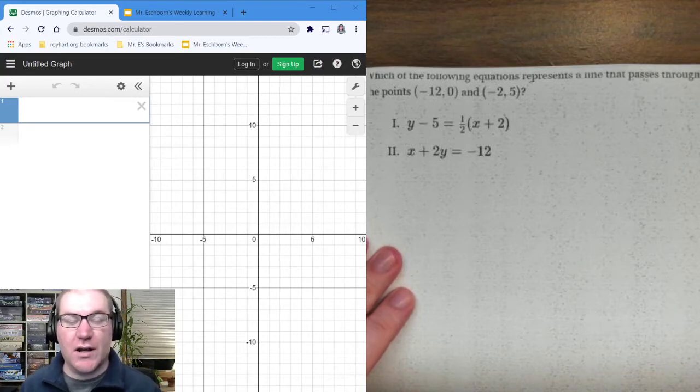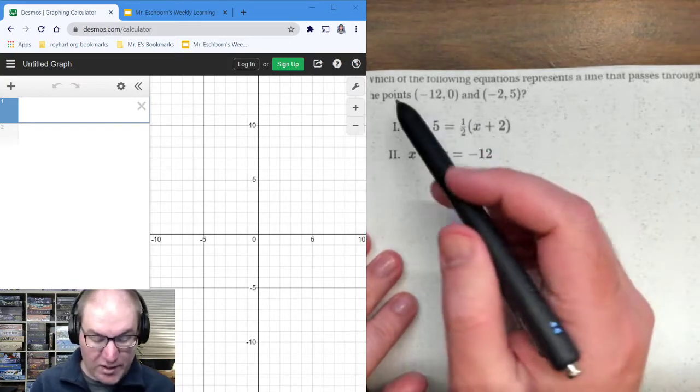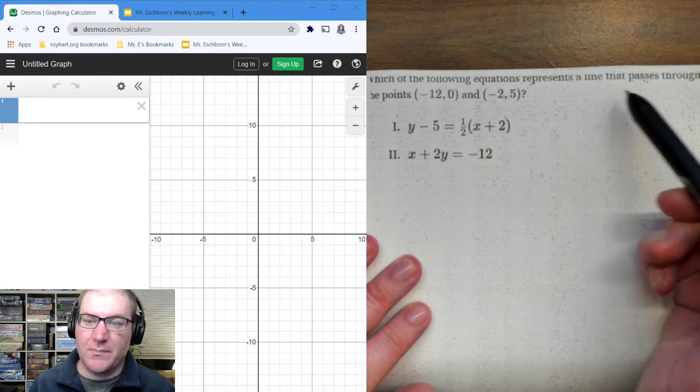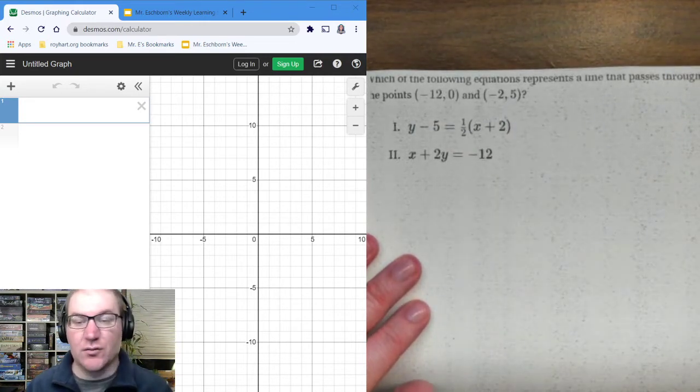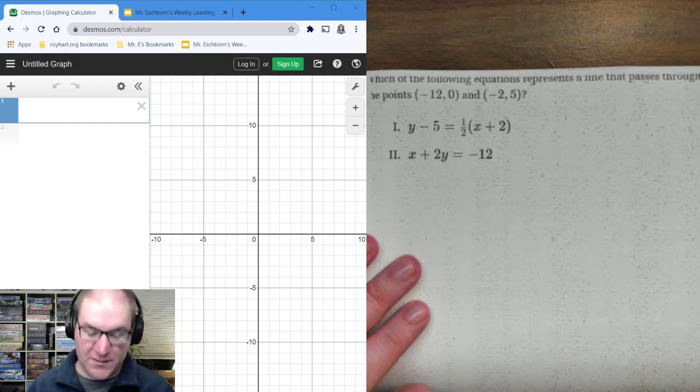In this video, we're going to learn how to test solutions to linear equations. So you're going to get problems like this that says, which of the following equations represents a line that passes through the points (-12, 0) and (-2, 5)? There's two ways to do this, one of which is algebraically and the other is graphically. So I'm going to show you both ways.